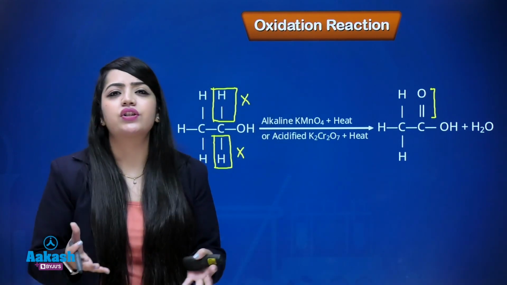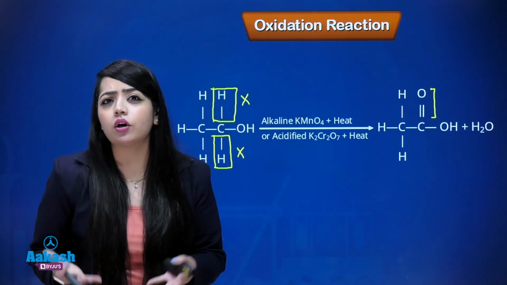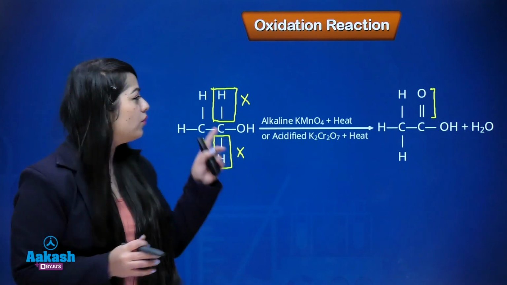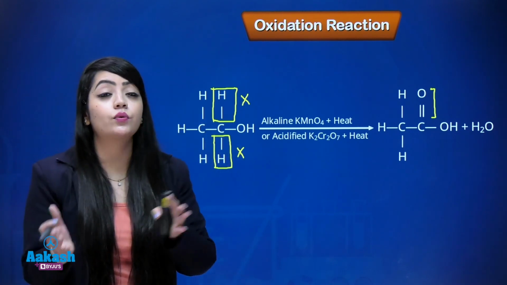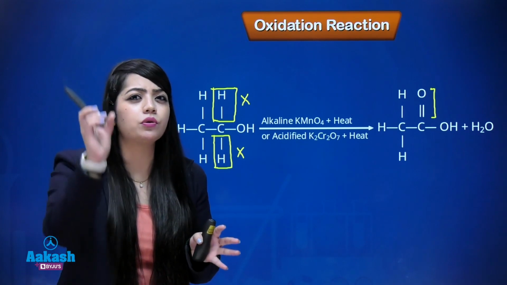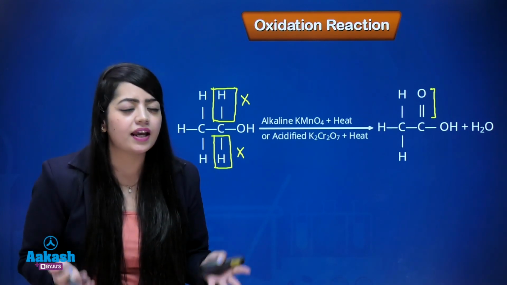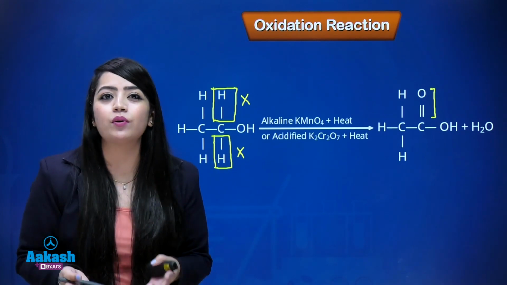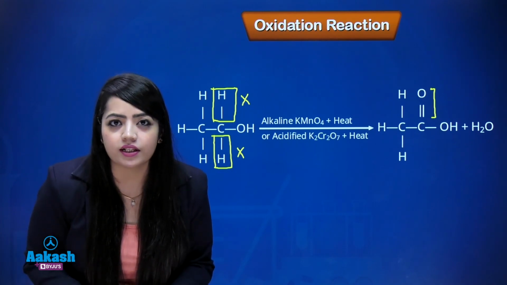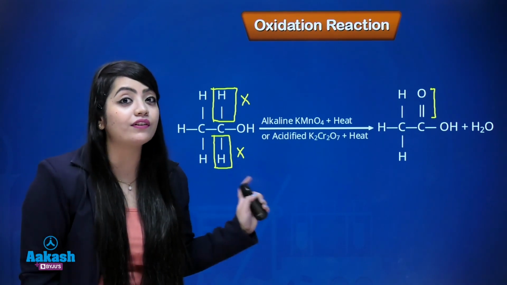If we get a similar question for propanol and butanol, what will we do? We will just simply remove these two hydrogens which are attached to the alcohol group and we are going to add a double bond O at that place. And what else? We are going to get byproduct water as well, right students? So this was the hack to solve this question.